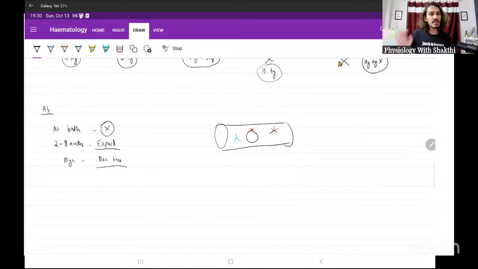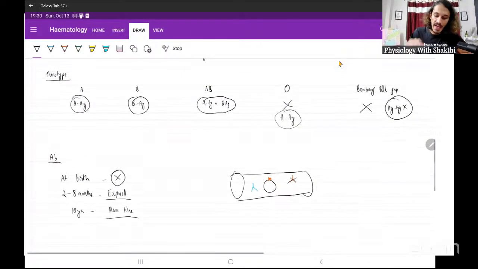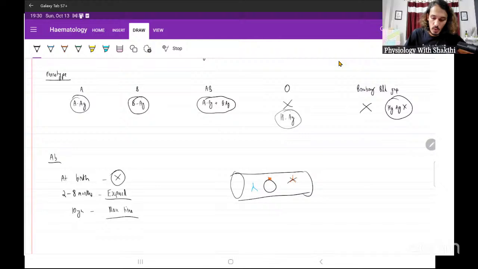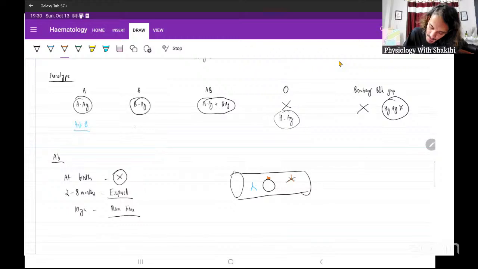So if you look at a person who is A blood group, who has A antigen, this person will have anti-B antibody, will not have anti-A because it's self. A person who is B blood group has B antigen. Now he gets exposed to A antigen and he will have anti-A.